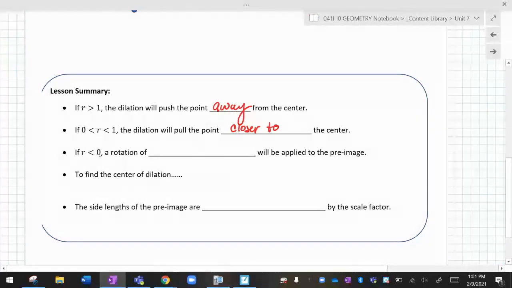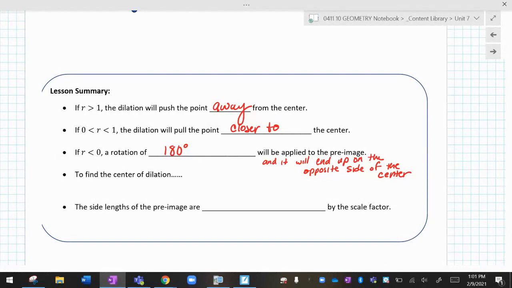If R is less than 0, in other words, if R is negative, a rotation of 180 degrees will be applied to the pre-image. And I want you to add here, and it will end up on the opposite side of the center. When you turn it 180 degrees, your image and pre-image are on opposite sides of the center.